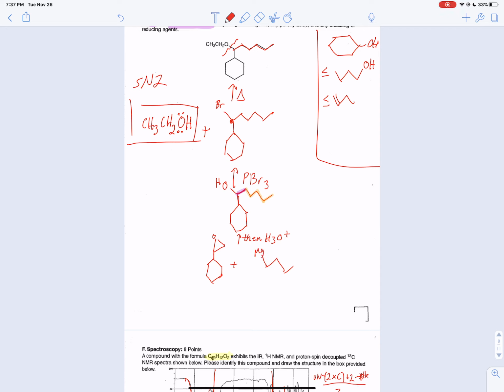But Mg and Br, that is a strong nucleophile, and these are basic conditions, so which side of the epoxide will it attack? Less substituted or more substituted? Less. Remember BLAM. BLAM? Right there. B, least, A, most acidic. A stands for, or most substituted, sorry.